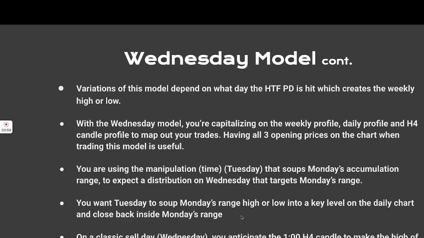On a classic sell day, this is Wednesday, you anticipate the 1 a.m. 4-hour candle to make the high of the day above the daily and 4-hour open with a lower time frame change in state of delivery. The 9 a.m. 4-hour candle will offer an OTE, or breaker, into the expansion to target Monday's range low or high, depending on the order flow. Again, above the 9 a.m. open. It may take until Thursday to reach the target, which is why this is a short-term trading model.